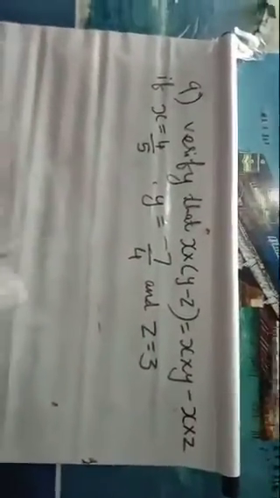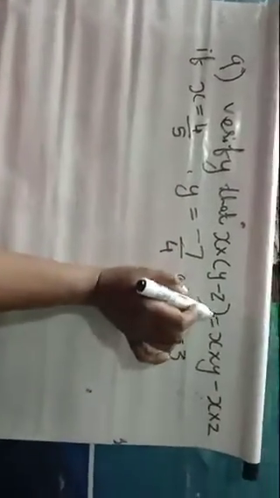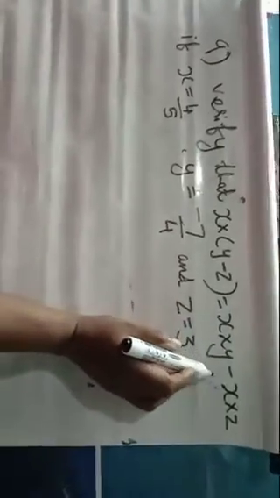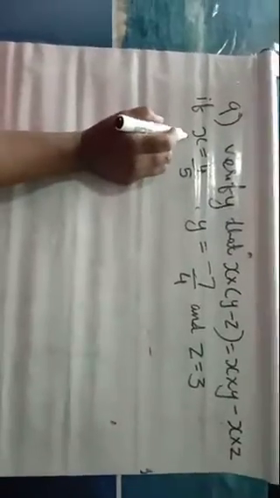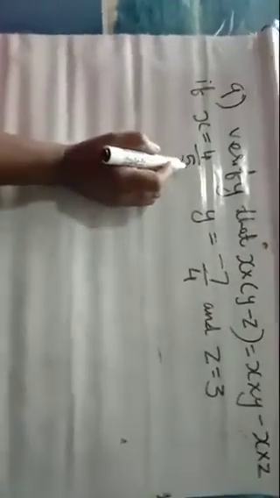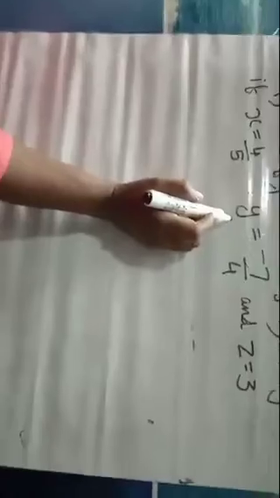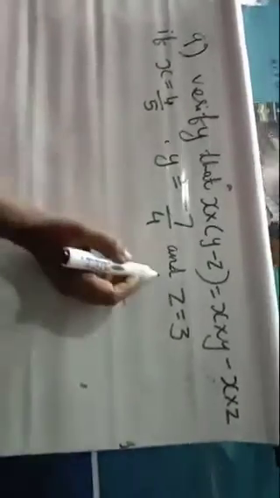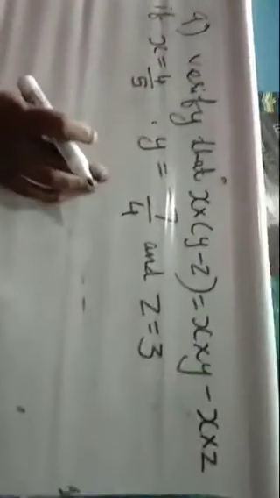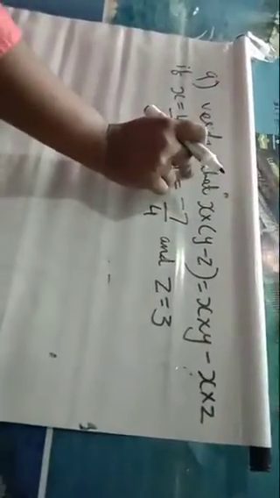Next, 9th question, first question. Verify that x × (y - z) is equal to x × y - x × z, if x = 4/5, y = -7/4 and z = 3. The same way we can verify this. This is the distributivity of multiplication over subtraction.